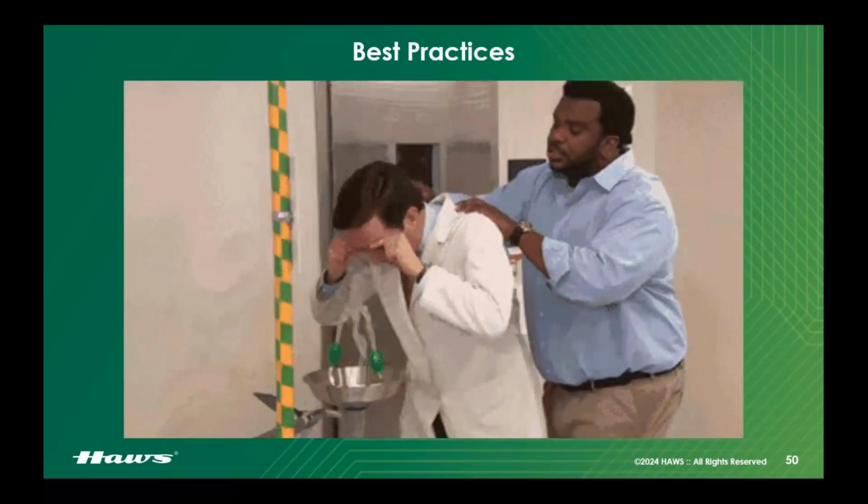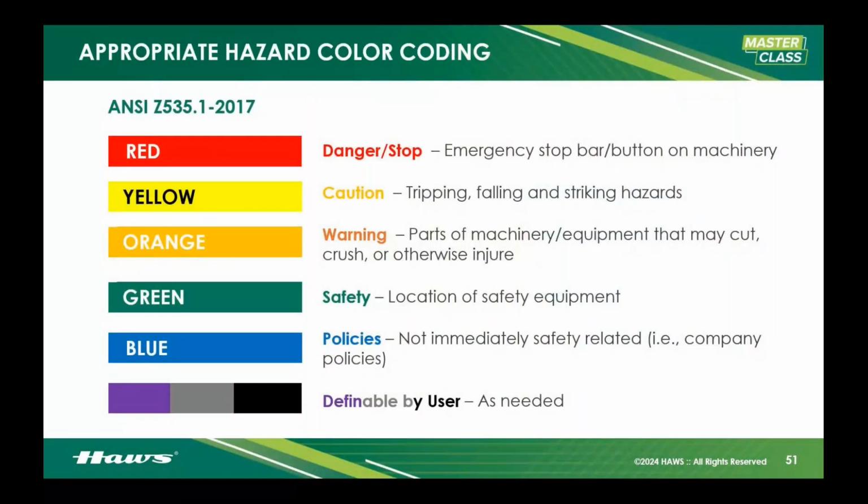Quick note, this is actually Z535.1-2017, and it's color coding for hazards in your facilities. Red is danger stop, yellow is caution, orange is warning, which is cut, crush, or injure, green, which is the color of a particular manufacturer's webinar that you might be attending right now, is the color of safety equipment.